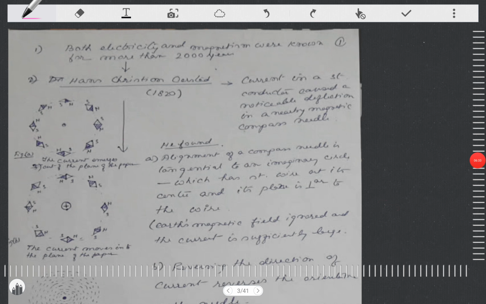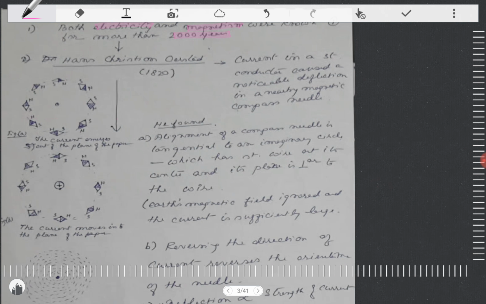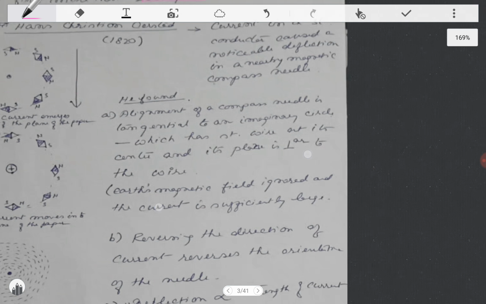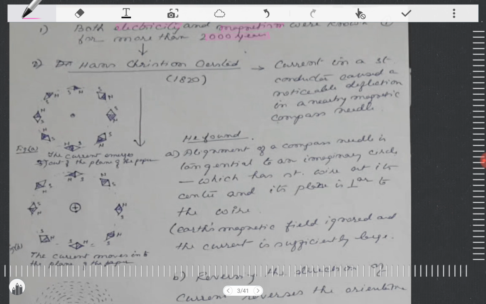Now let us study a brief history about electricity and magnetism and how they are related. Both electricity and magnetism were known for more than 2000 years. Hans Christian Ørsted in 1820 showed that current in a straight conductor caused a noticeable deflection in a nearby magnetic compass needle.